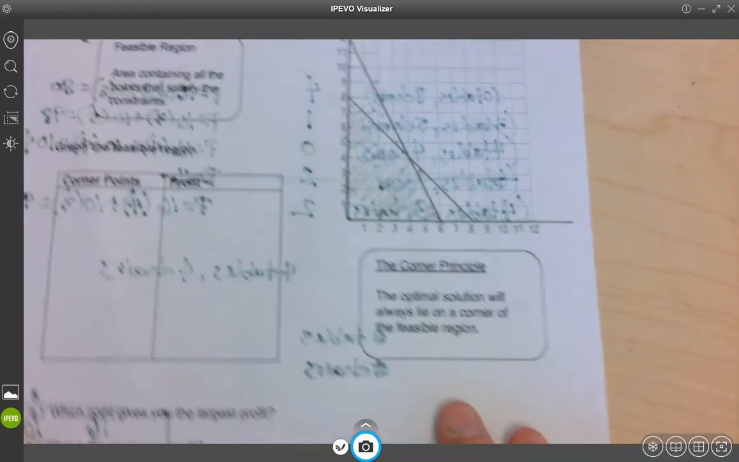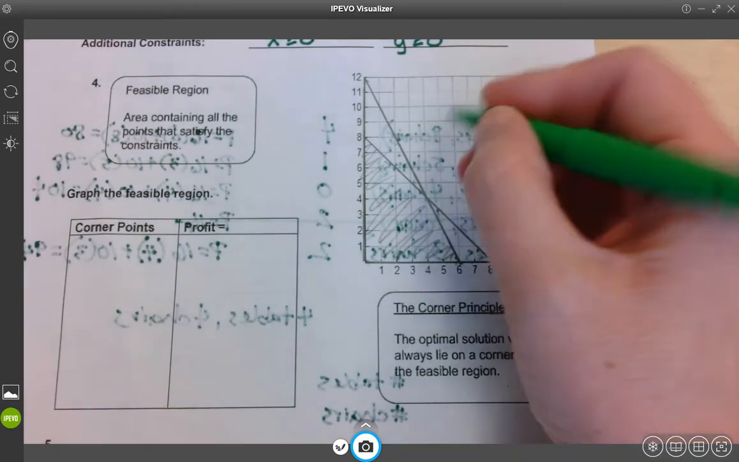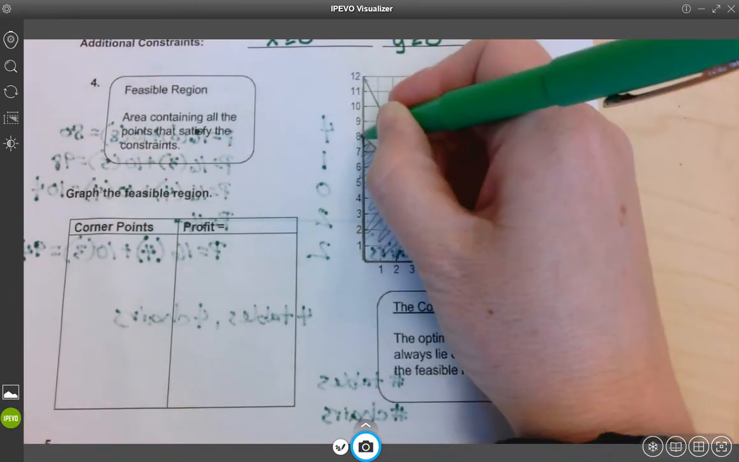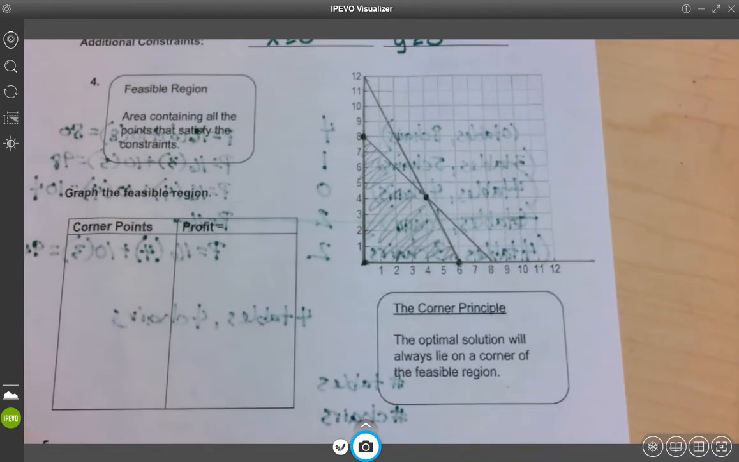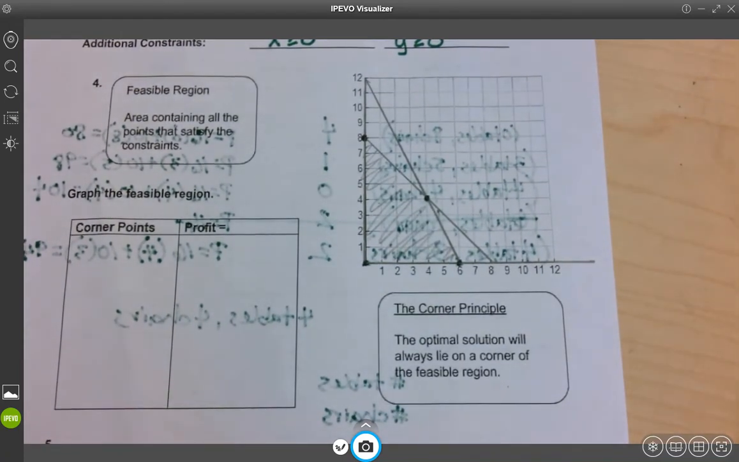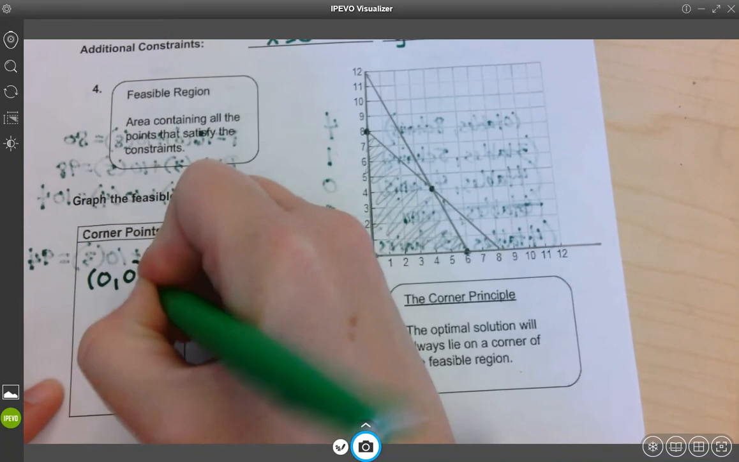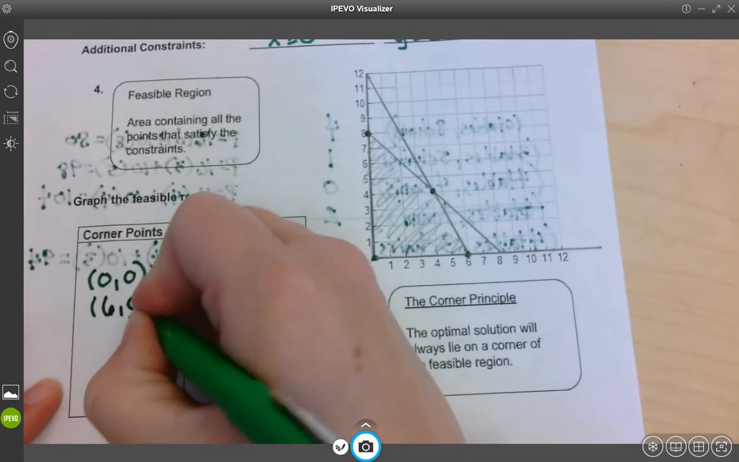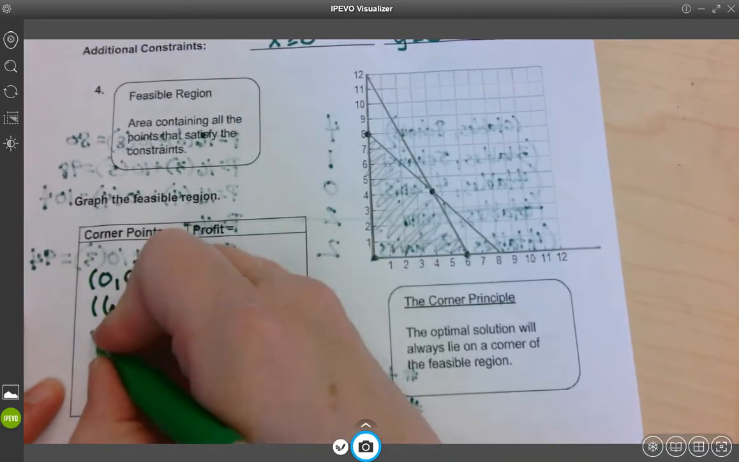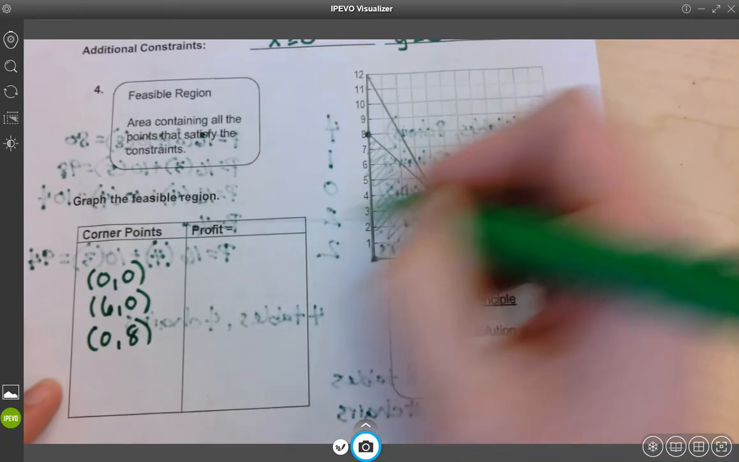All right. So the corner principle says the optimal solution will always lie in a corner of the feasible region. So I've got this corner, this one, and this one. Does anybody think 0, 0 is going to give the optimal profit? Probably not, right? But I'm going to write it down. So 0, 0 is one corner point. The next one is 6, 0. 0, 8. And this corner right here, 4, 4.